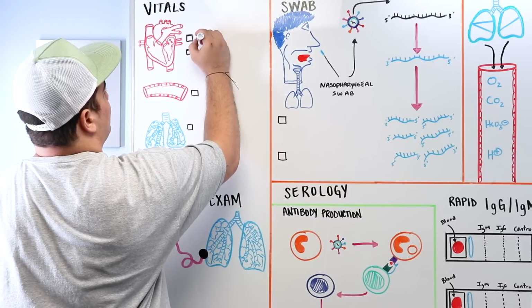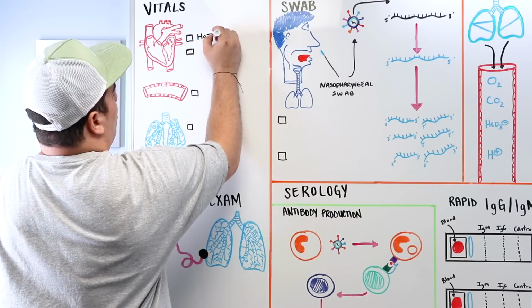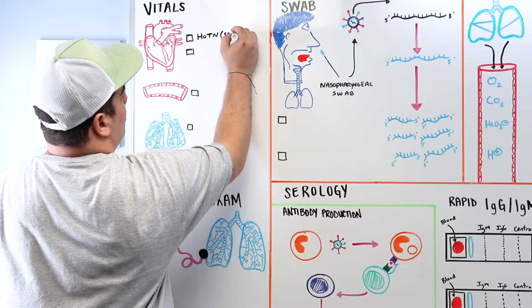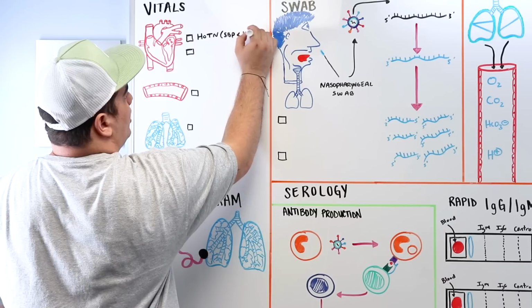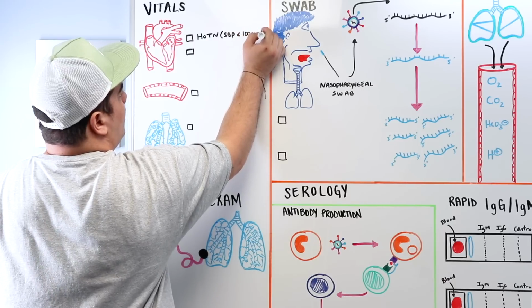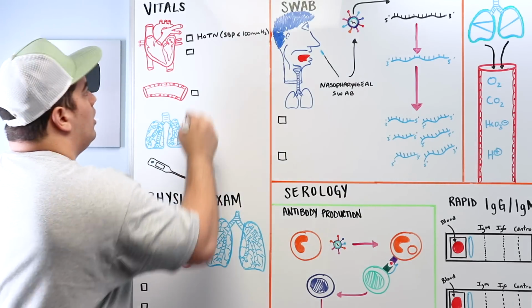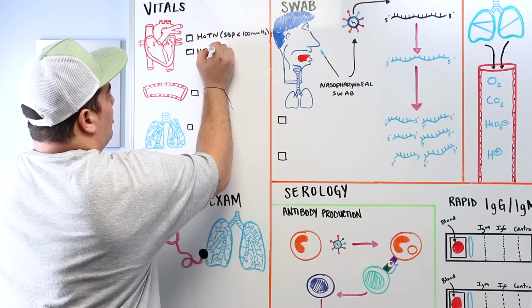We're looking for any signs of hypotension. Well, what do we consider hypotension? Well, really, that's whenever they have a systolic blood pressure that's less than 100 millimeters of mercury, right? That might tell us that, oh man, these guys might be septic. That's not good. The other thing that we want to look for is, are they hypertensive?